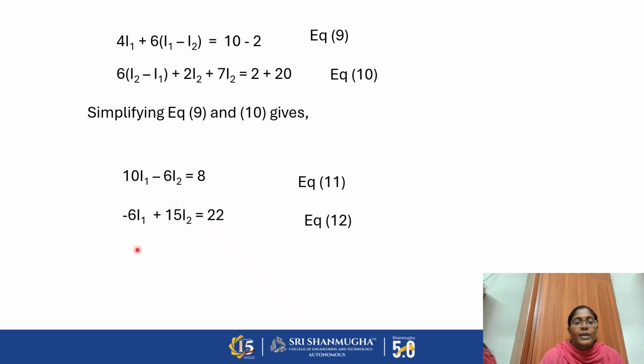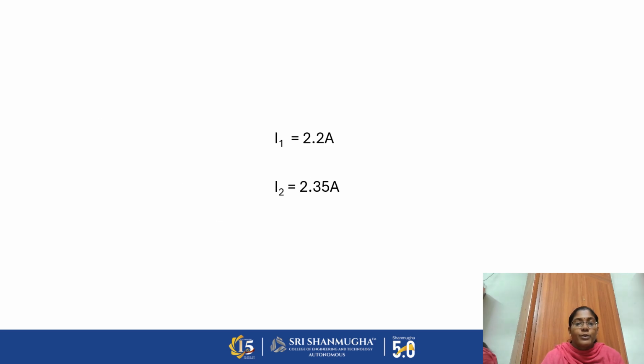These are the mesh currents that we need to find. By solving the two equations, you get I1 is 2.2 amps and I2 is 2.35 amps. After finding these mesh currents, you can find the voltage across a particular element, or the current flowing through a particular element, by using Ohm's law.